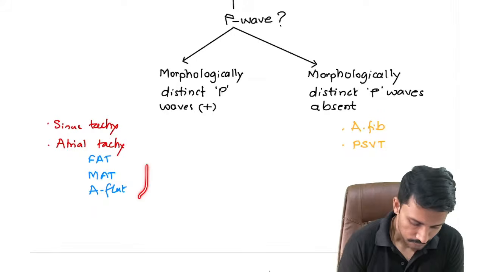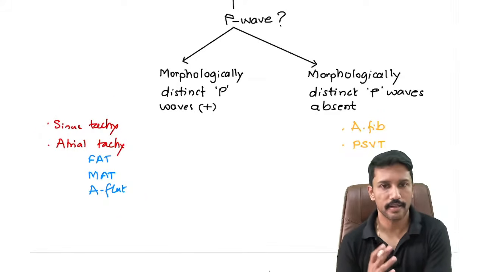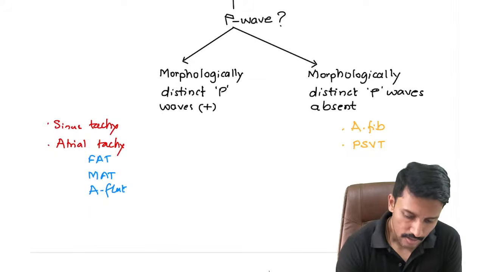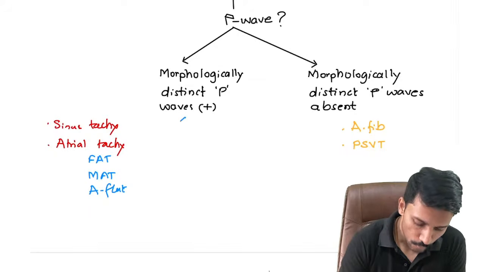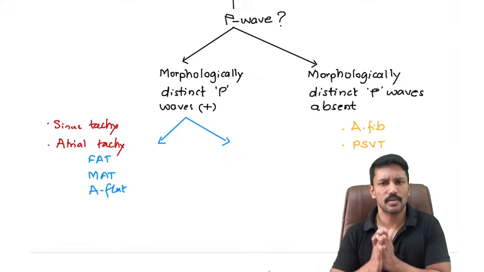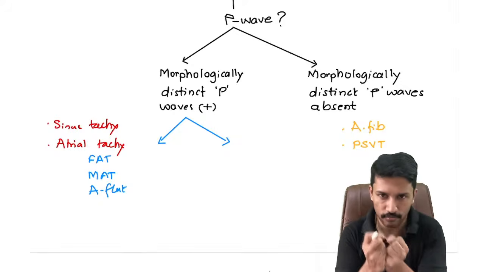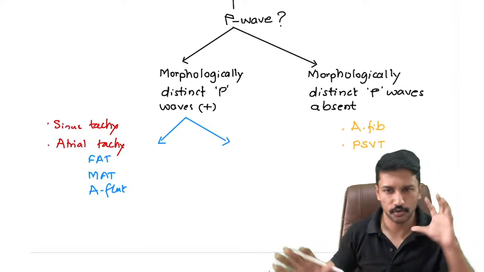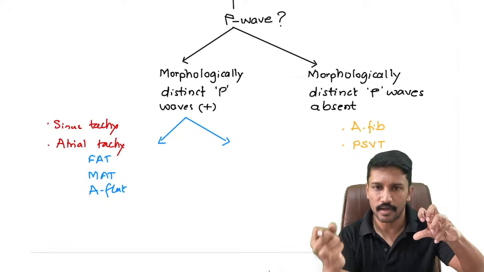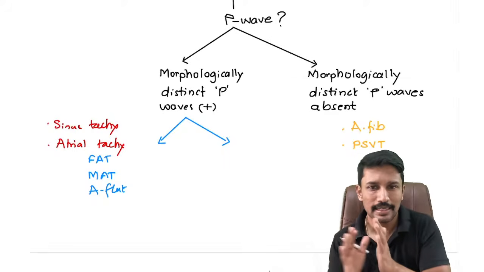So now, in these conditions, how will I differentiate? Primarily, I will look at the number of P waves and the number of QRS complexes. If it is sinus tachycardia, what does that mean? The pacemaker is the SA node itself. It sends an impulse, the AV node catches it and passes it on to the ventricle. So one time the atria contract, one time the ventricle contracts. So the ratio will be equal.